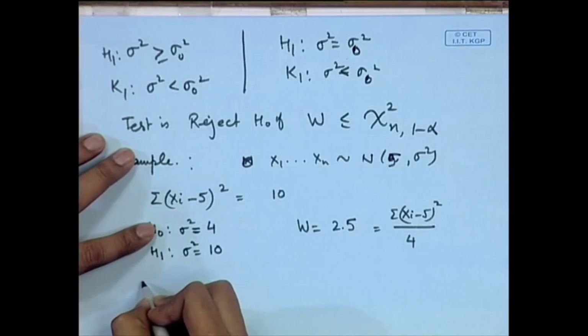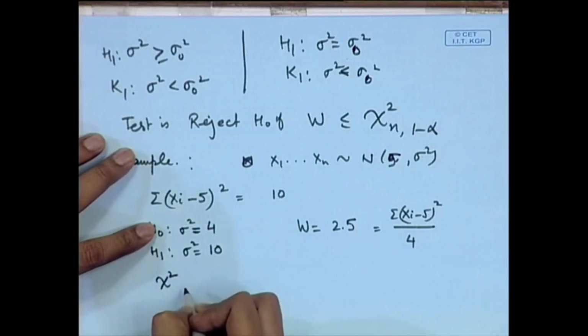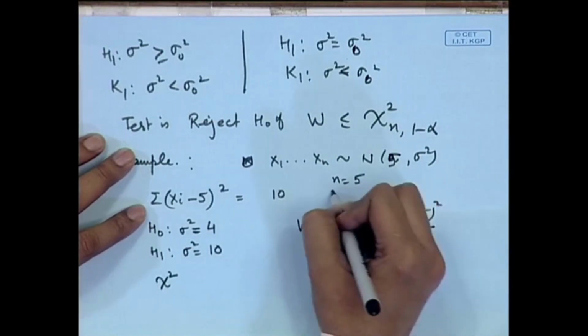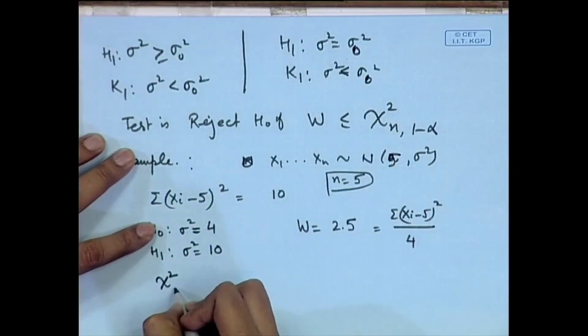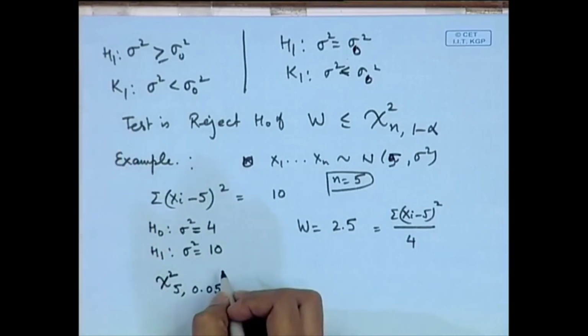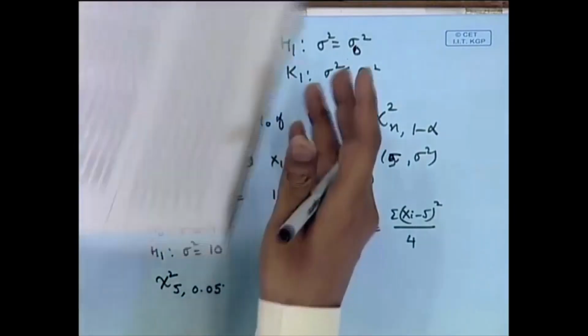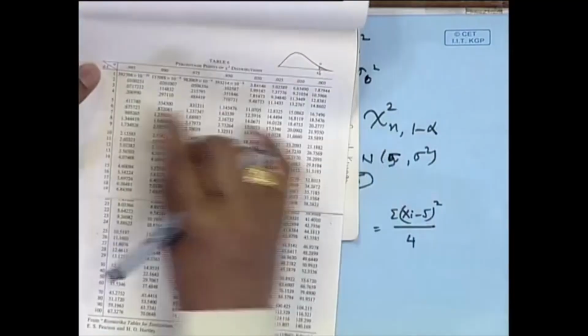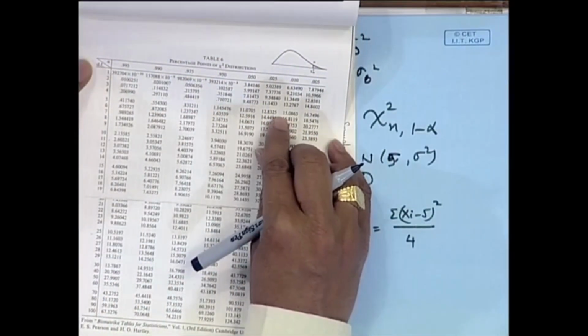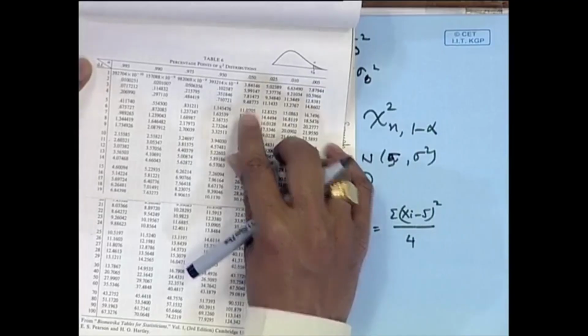Now, we have to compare with the chi square value on, suppose I am taking n is equal to 5, then I have to see chi square 5 at alpha, suppose I say alpha is equal to 0.05. So, from the tables of the chi-square distribution, one may look at chi-square 5, 0.05 as equal to 11.075.